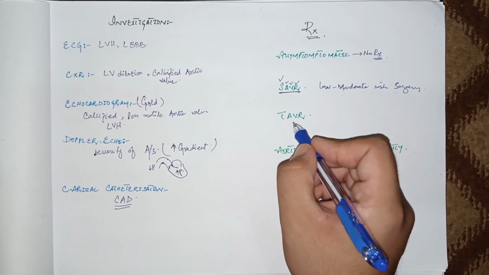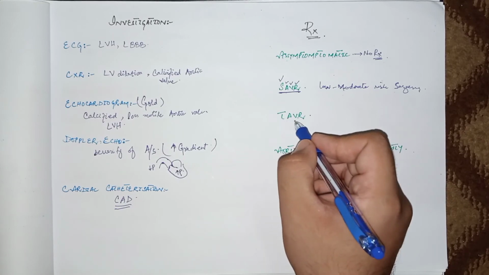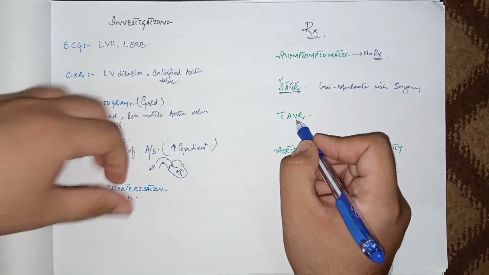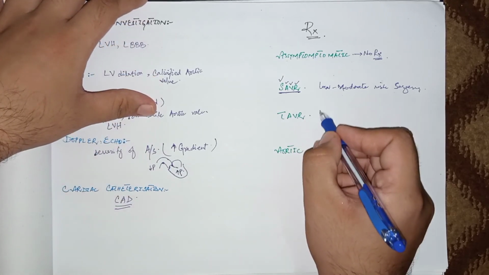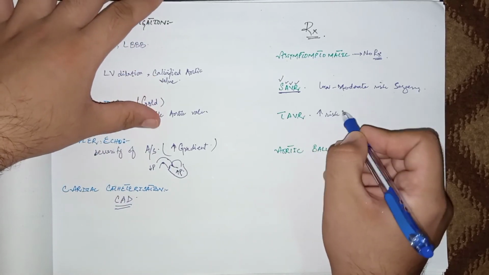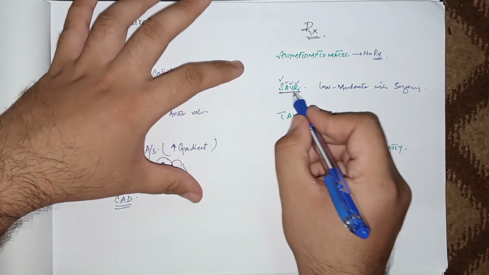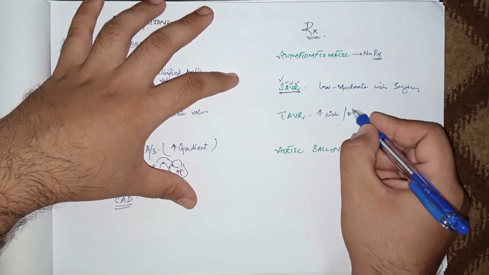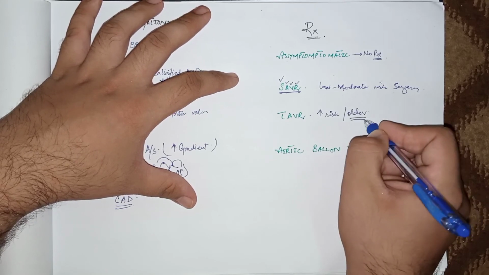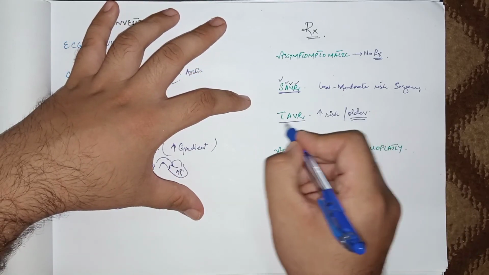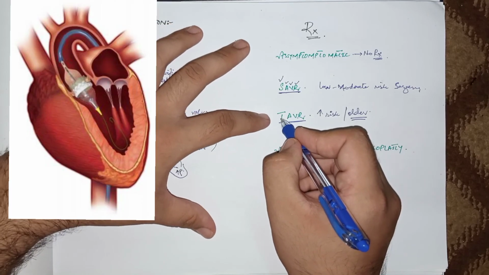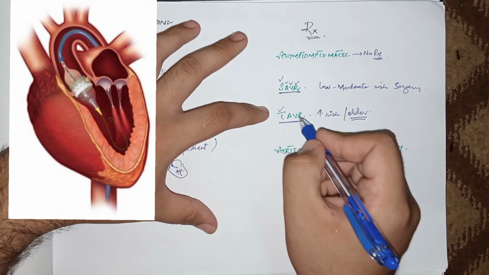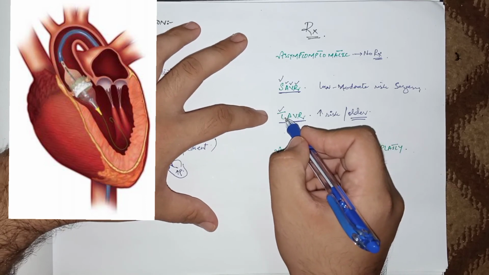And the next important treatment is TAVR, that is transcatheter aortic valve replacement. This is very important for patients at high risk for surgery, in which there are risks or high mortality with the surgery, and especially the older individuals or very elderly persons. In TAVR, a catheter is inserted into the heart and through the catheter the valve is replaced.